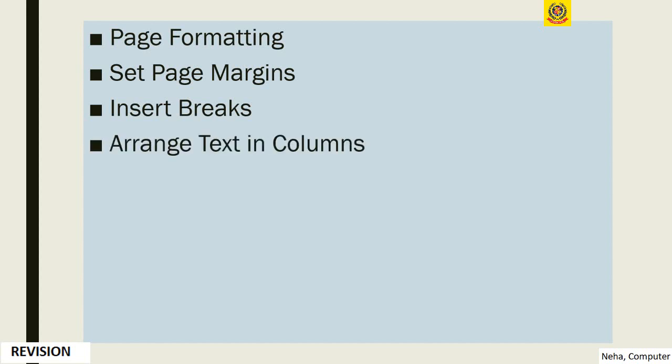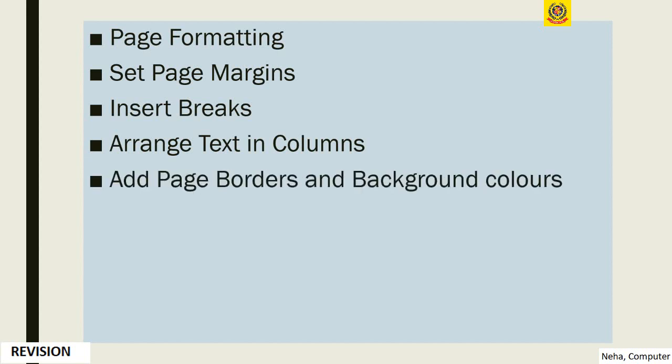And then next, we will see how to arrange text in columns. We can arrange text in one or two or more columns with the help of column features. And then next we will learn how to add page borders to make our document look more attractive, and we can also add background colors to the document.